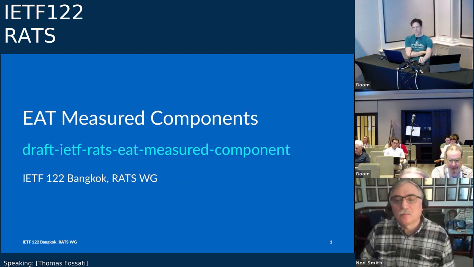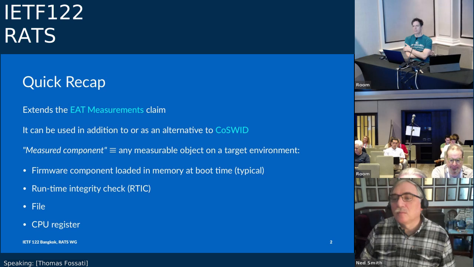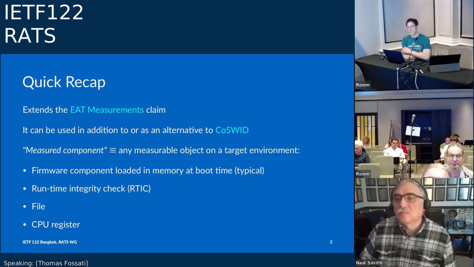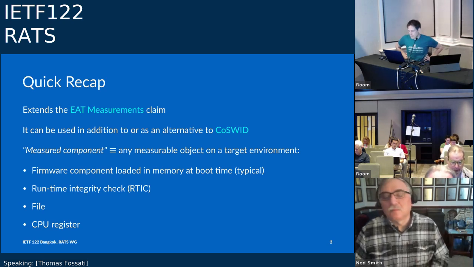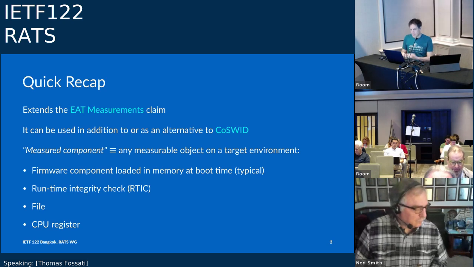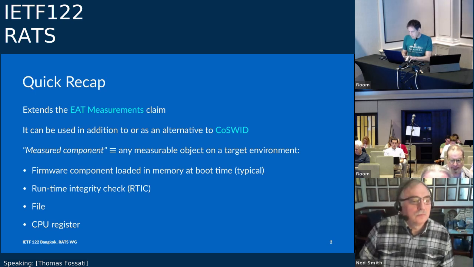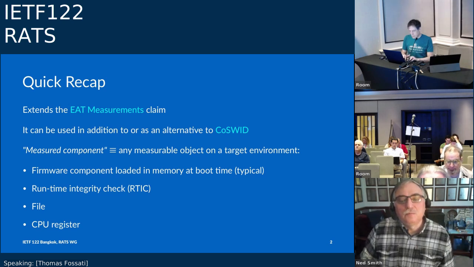Next, EAT measured components. So quick recap again, a measured component is a measurable object in a target environment. Typically, you can associate it with some boot or runtime firmware, but it can also be runtime integrity checks, files, CPU registers, anything, as long as you can associate a measurement to it. And what this document does is define a measured component at the information level, and then derives a JSON and CBOR serialization that can be plugged into the EAT framework via the measurements claim.